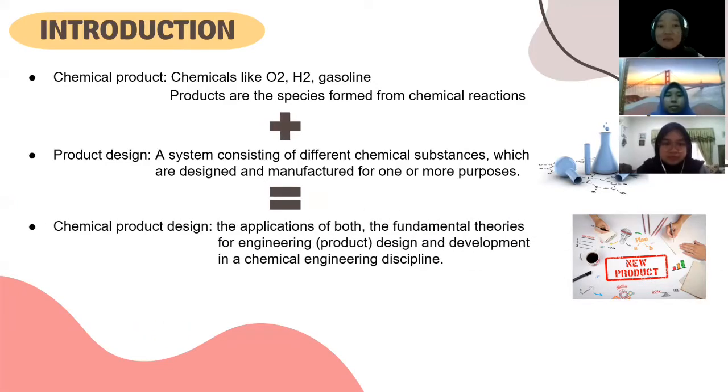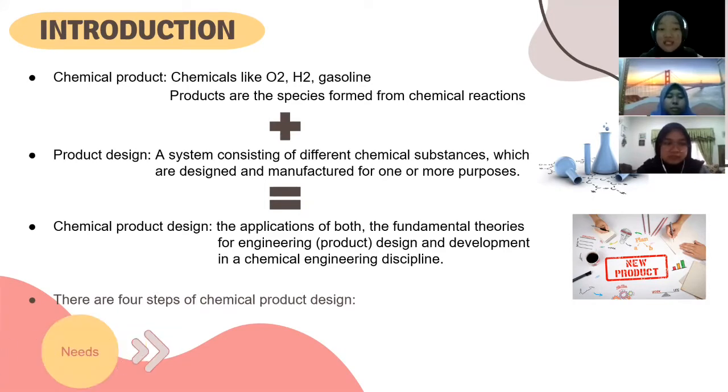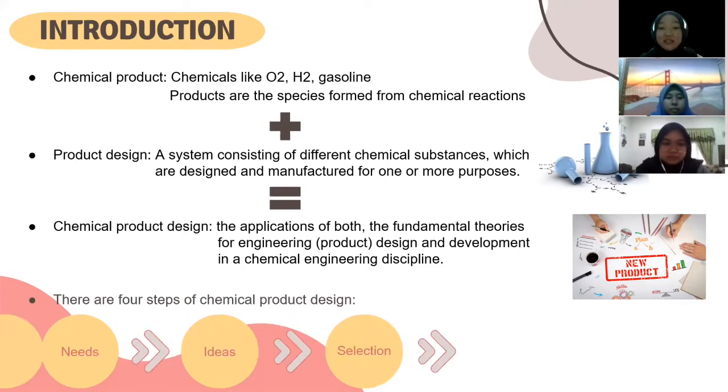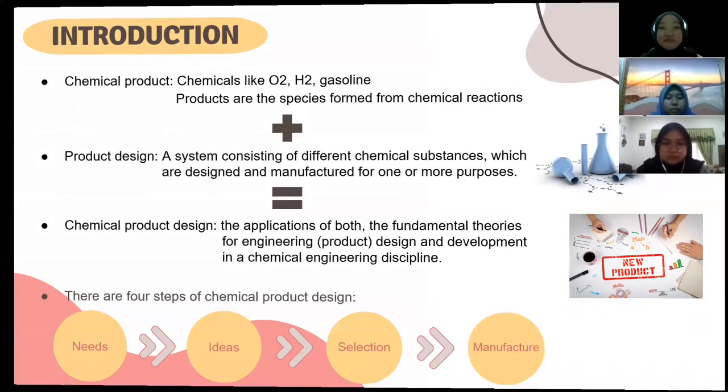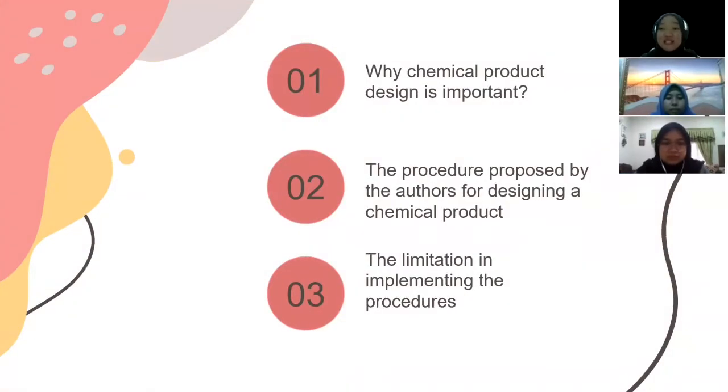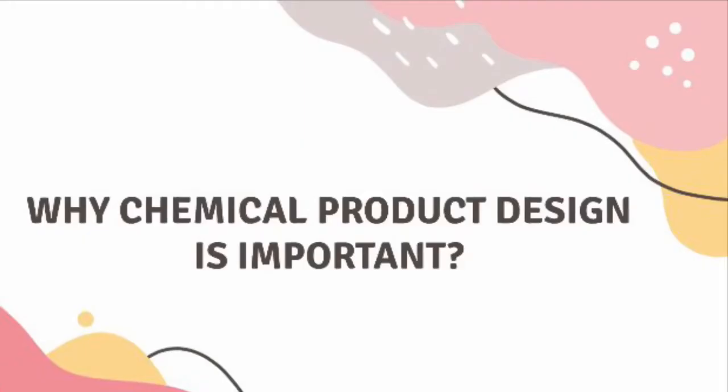Chemical product design is the application of both the fundamental theories for engineering product design and development in a chemical engineering discipline. So there are 4 steps of chemical product design. First, needs, then ideas, then selection, and the last one is manufacture. So in this assignment, we're going to talk about these 3 issues. First, why chemical product design is important. Second, the procedure proposed by the authors for designing a chemical product. And the third one is the limitation in implementing the procedure.